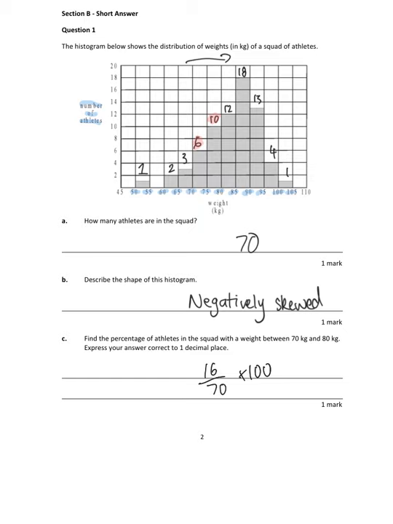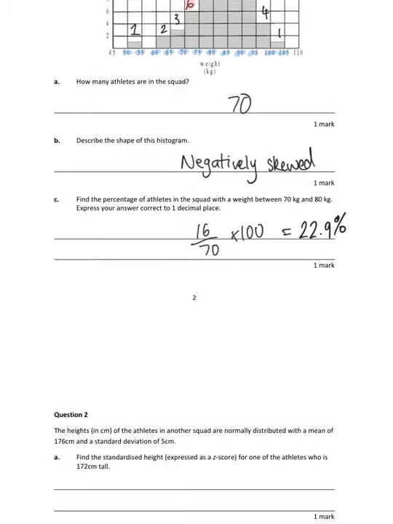Times that by 100. If you haven't watched any of the other videos, I can't put the CAS on this, so I just do it in the background, but I try and describe how I do it. Going into the CAS, 16 divided by 70 times 100, and control enter, and I've got a percentage. Just be really careful, make sure you're reading it: express your answer correct to 1 decimal place. So I've got 22.85, so 22.9%. Cool, moving on.